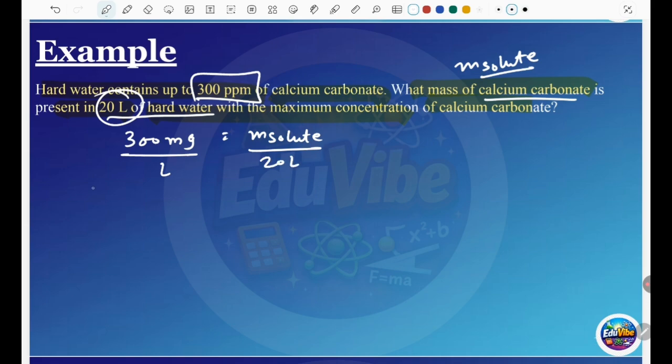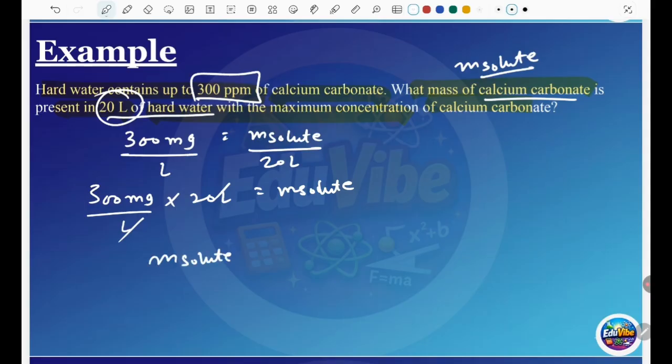which is 20 liters. So 300 mg per liter multiplied by 20 liters is equal to the mass of the solute. Liters cancel out. You will get a mass of solute of about 6000 mg. So the mass of the solute is equal to 6000 mg. Multiply this by, because you want this in grams, because this is a very long number, so convert it to grams, which is more like a good answer.